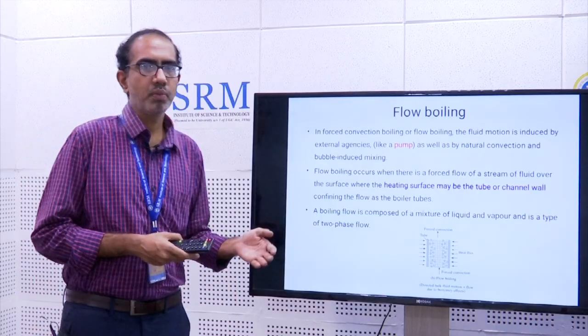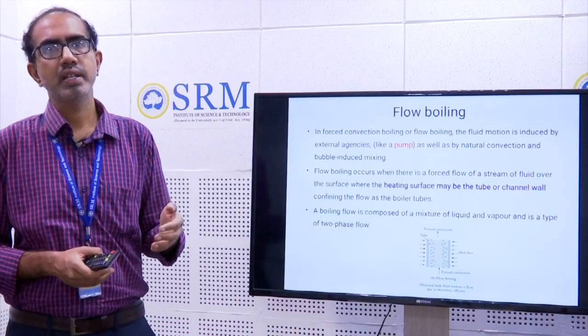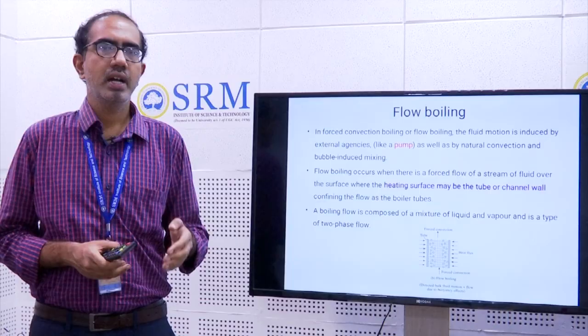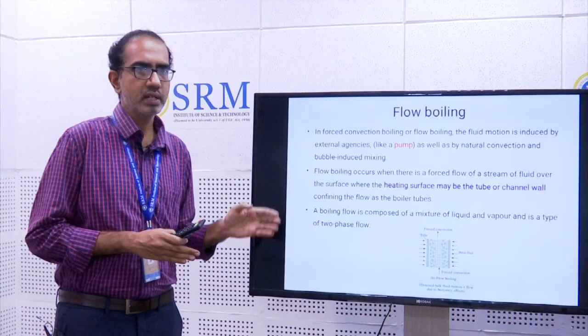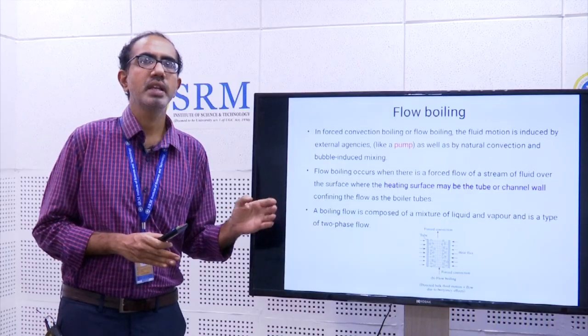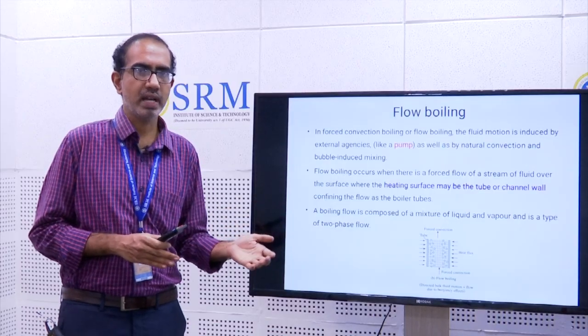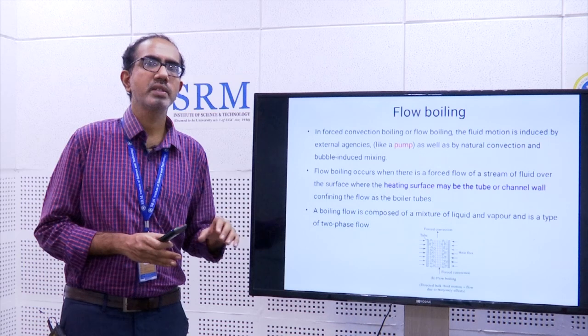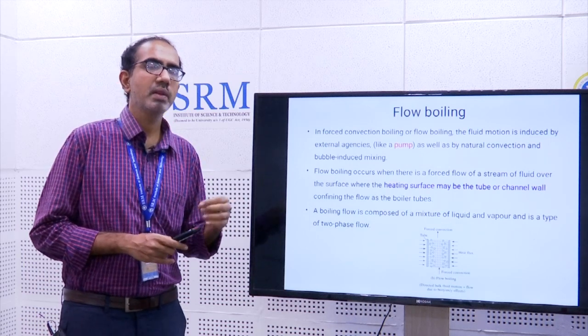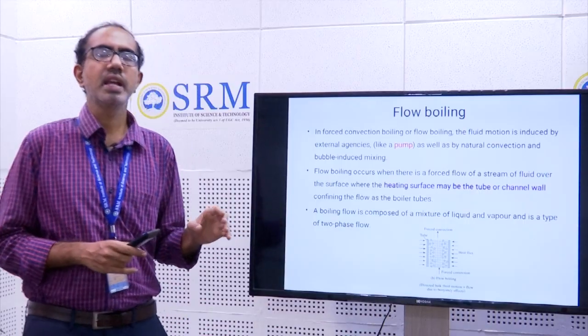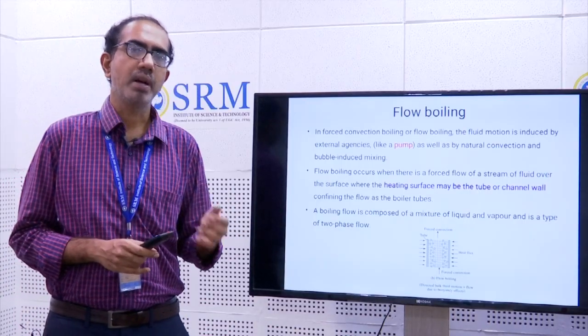And next is flow boiling. Flow boiling is associated with forced convection. Here the heating takes place through a tube or channel. The heating element is either a tube or channel. Inside the tube or channel we pass the fluid with some velocity. That can be done with the help of an external source like a pump.